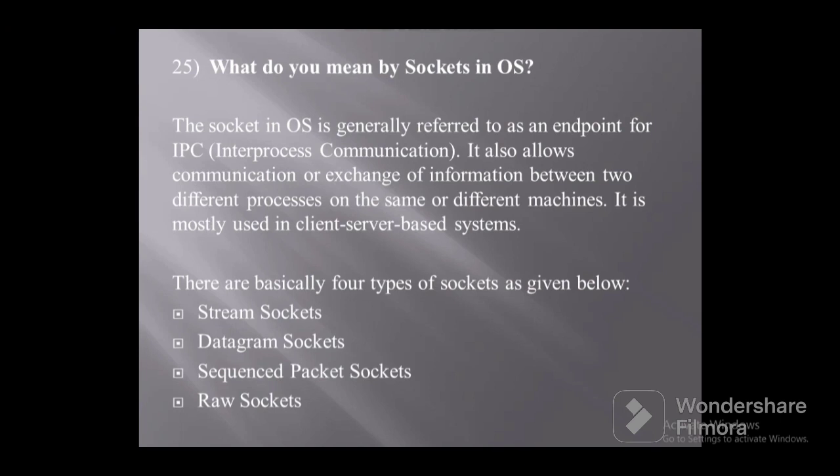So the 25th question is, what do you mean by socket in OS? Socket is basically the endpoint of IPC, inter-process communication. It allows communication either between two different processes or between two of the same process. It is based on the client-server mechanism, like TCP and UDP. There are basically 4 types of socket: stream socket, datagram socket, sequence packet socket, and raw socket.